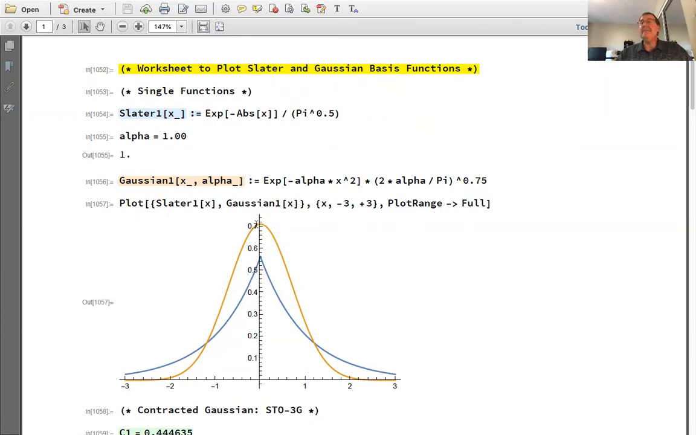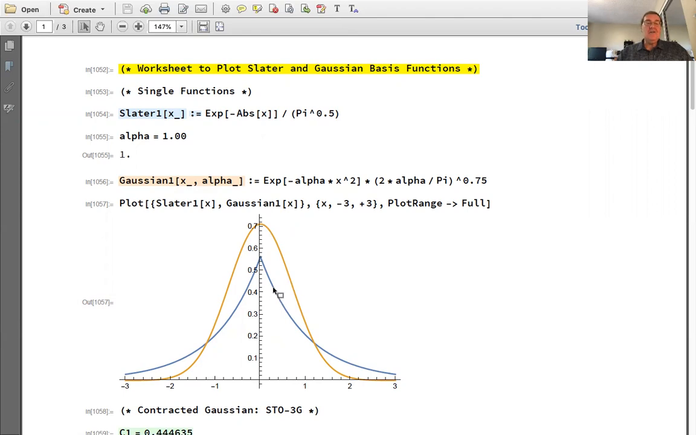It's well defined. The two things you want to take home about the difference between Slaters and Gaussians are, one, they have a different functional form. One goes as e to the minus x, the other goes as e to the minus alpha x squared. But the other piece is that one has a cusp at the nucleus and one doesn't. And the Gaussian decays more rapidly.